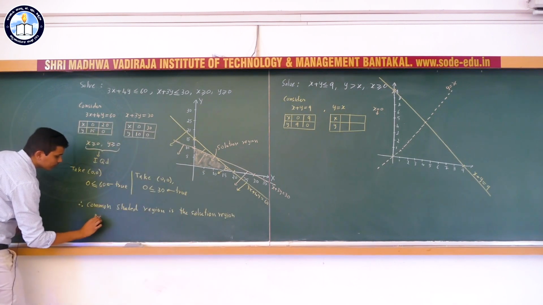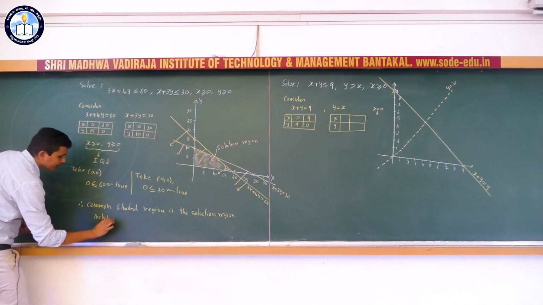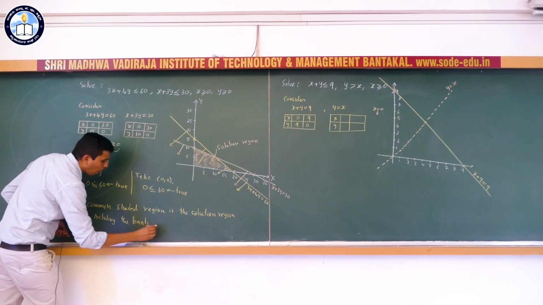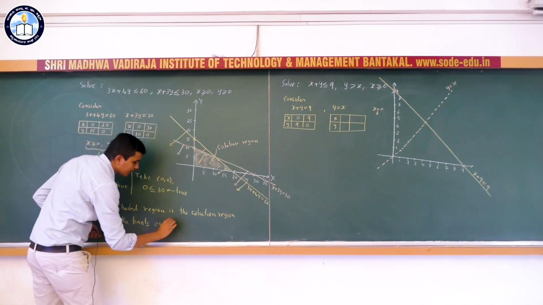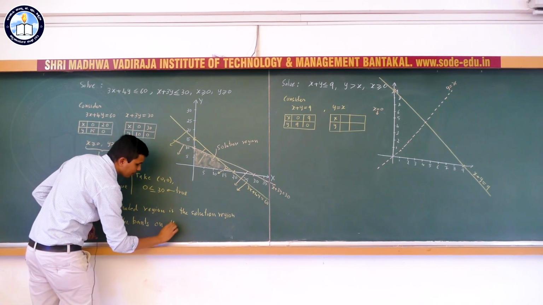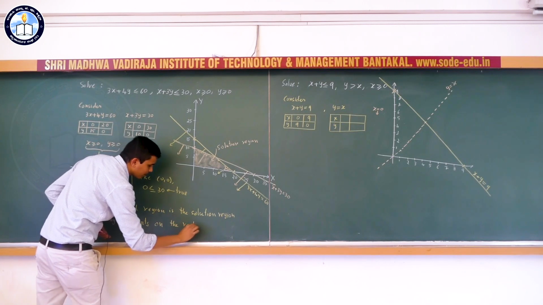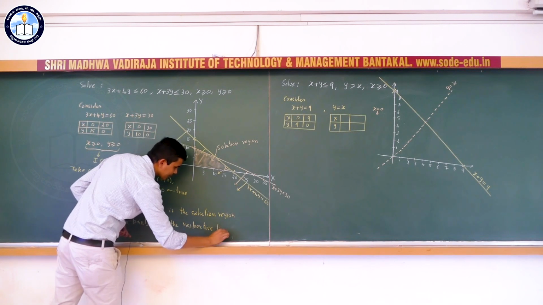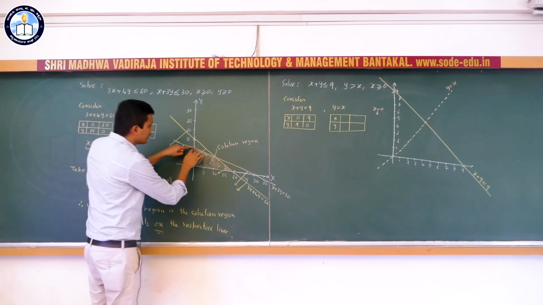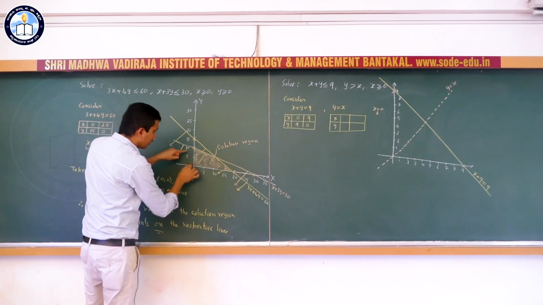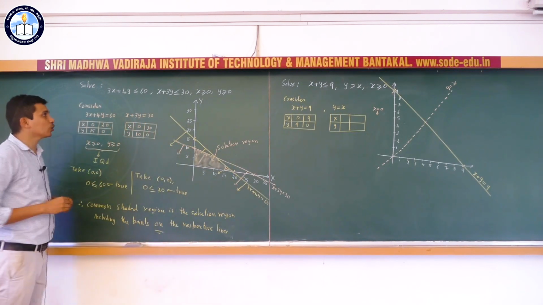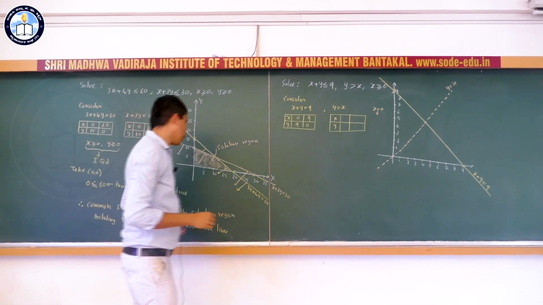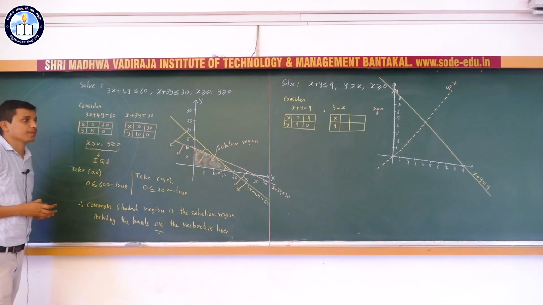including the points on the respective lines. The respective lines, in the sense this part, here and here. Those points are also included because everywhere it is less than or equal to, greater than or equal to. So this is the solution for this question.